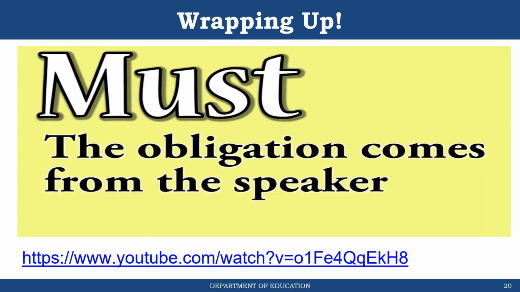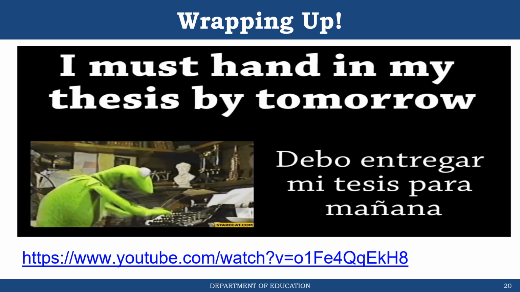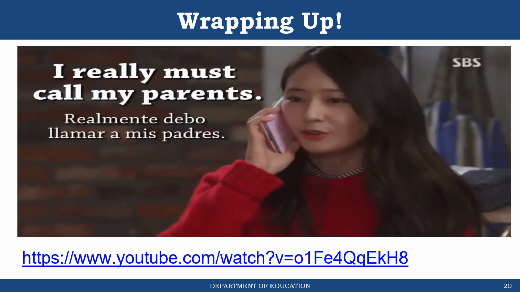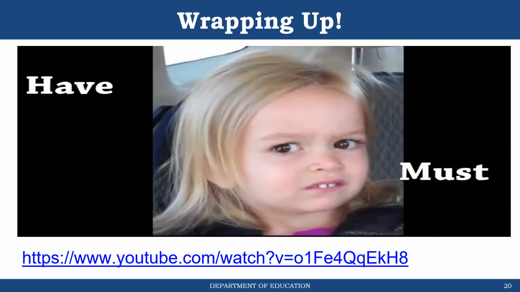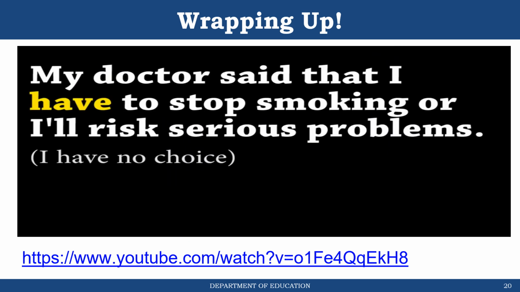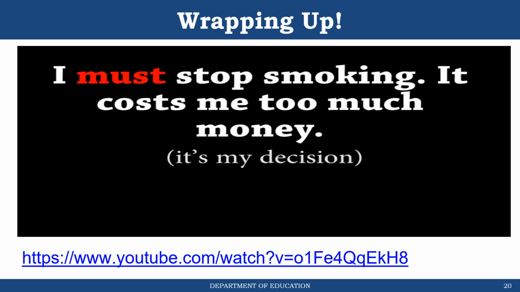Must shows us that the obligation comes from the speaker. I must hand in my thesis by tomorrow. I really must call my parents. Here's an example of the differences between have to and must. My doctor said that I have to stop smoking or I'll risk serious problems. That means that I have no choice but to stop smoking. I must stop smoking. It costs me too much money. In this case, this is my decision.